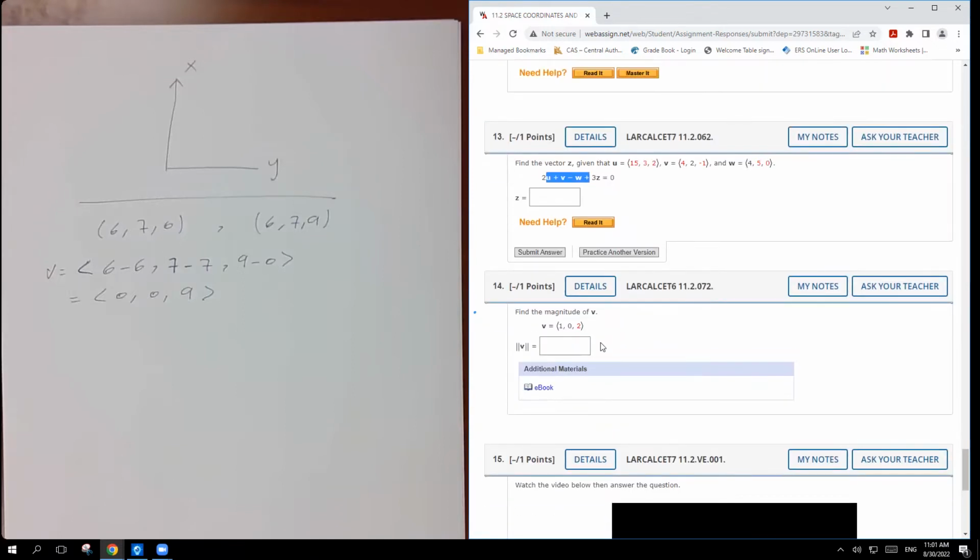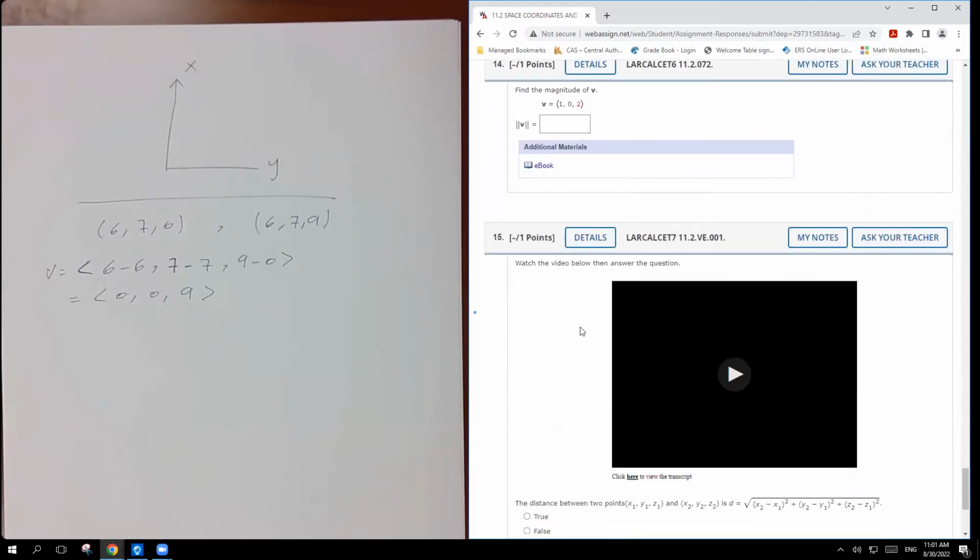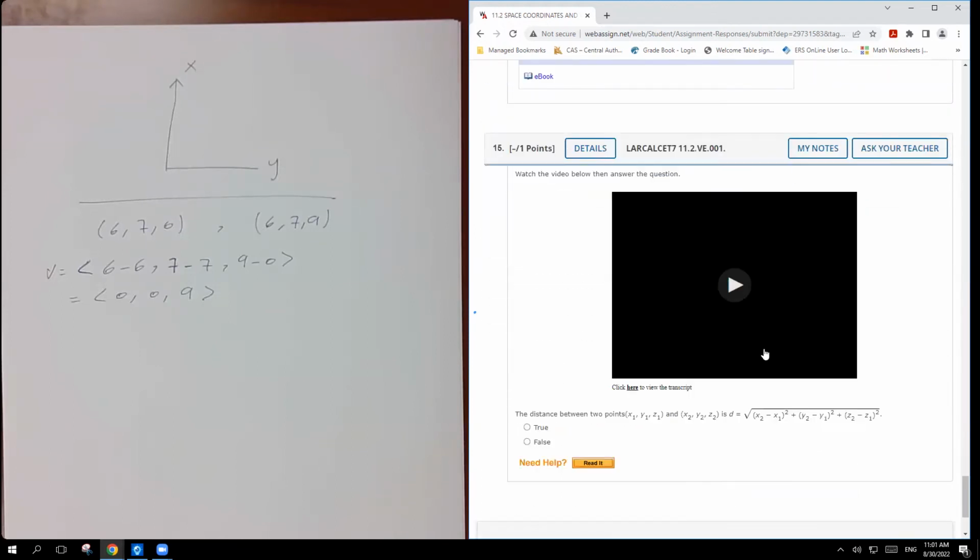Let's go to the next one. Find the length or magnitude of the vector V. That's not that hard. And here's the last one. The distance between 2 points is D. Is that the formula of the distance? Just true or false? That's true. This is the formula to find the distance between 2 points if we have 3 coordinates, X, Y, and Z.